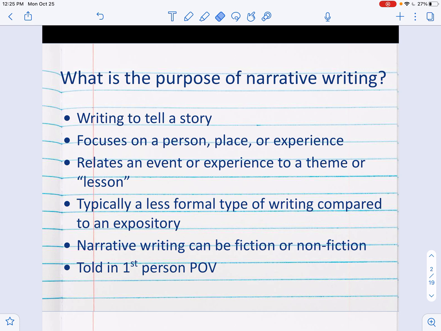Okay, so we're telling a story about a person, place, or experience. It relates to an event, could be teaching, could be about a theme or a lesson. It's less formal than an expository essay because we're telling a story. And it's told in first-person point of view, so that means we're using I, me, or my, which makes sense because this is a personal story.